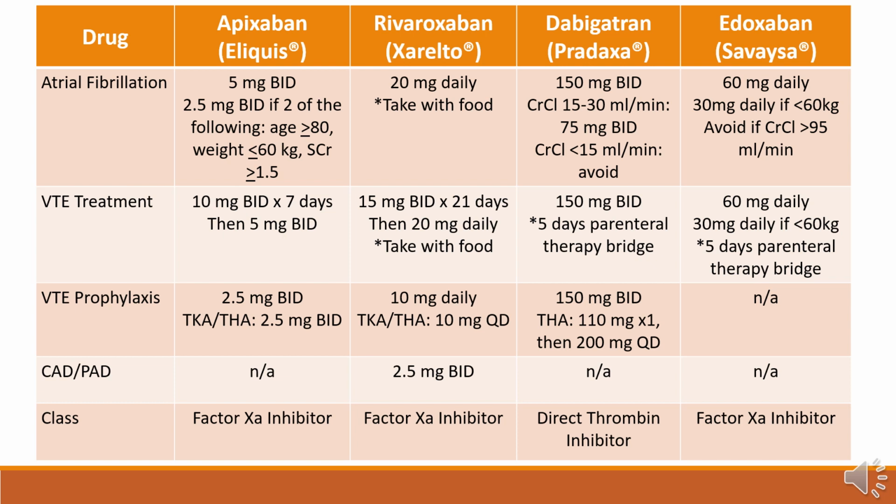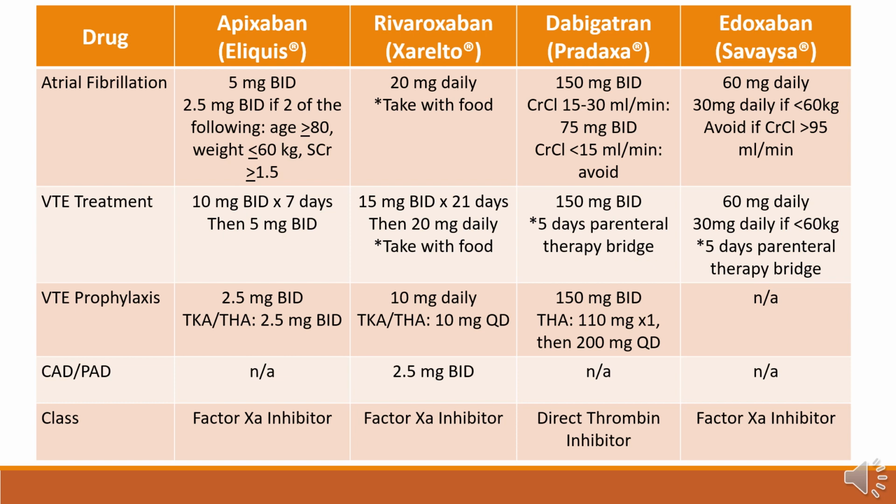Edoxaban and dabigatran, however, do require bridging if you're using them in VTE treatment. So a patient that has an active DVT or a pulmonary embolism, you'll have to bridge for 5 to 10 days with Lovenox or heparin, similar to what you would do for warfarin. Now for edoxaban specifically, if you're using it in atrial fibrillation, it cannot be used if the creatinine clearance is greater than 95.